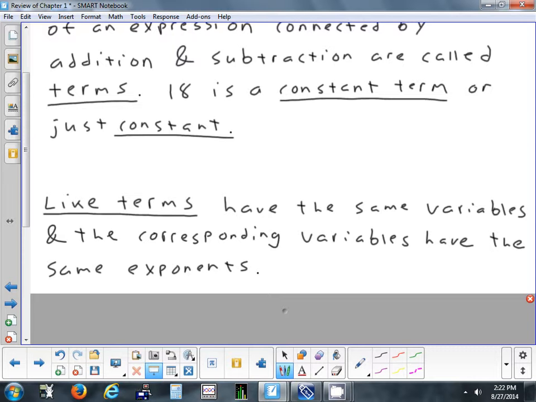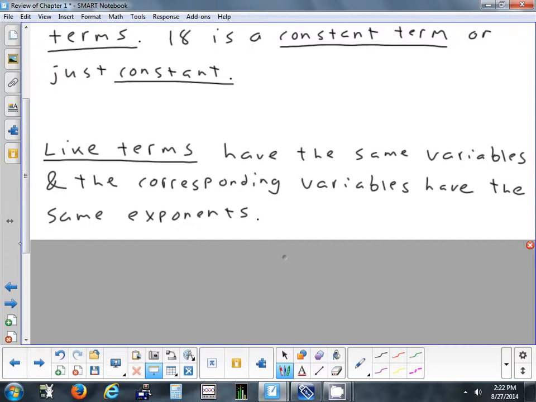So guys, if I said 12, Chelsea, what's a like term of 12? Think about something you could add to 12 and get an answer. Give me a number, any number you want. 1. 12 and 1, like terms, same thing, right? 1,003 and 1,000,001, like terms, all right?